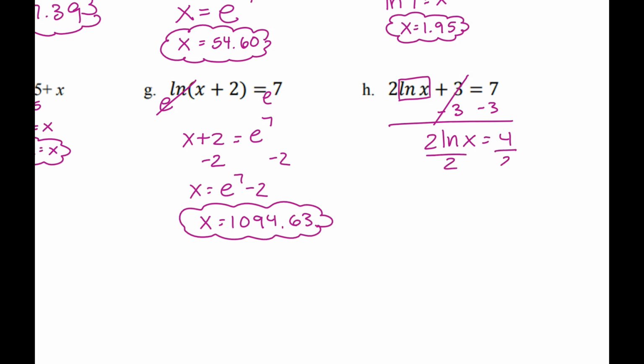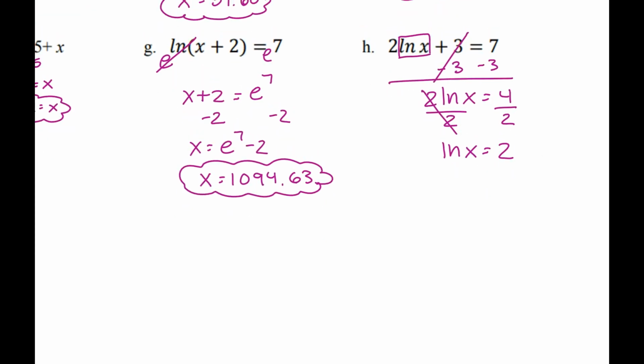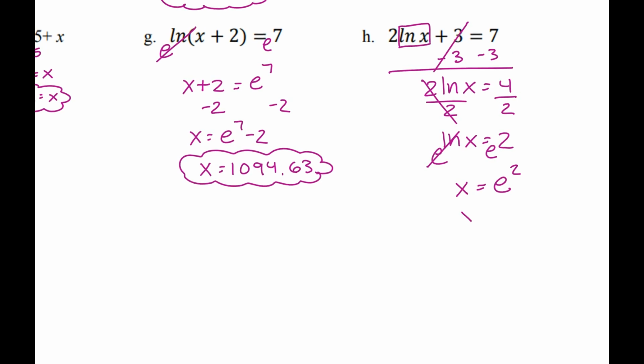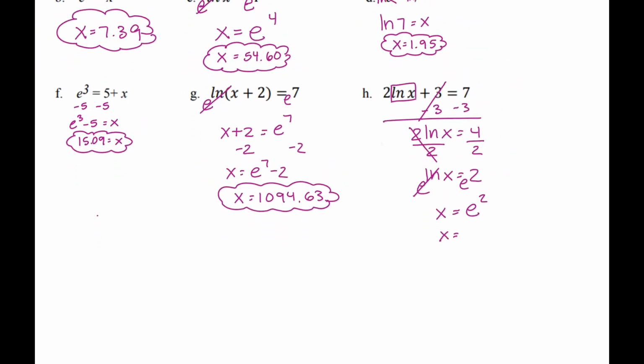Divide both sides by 2. So 4 divided by 2 is... And now how do I... you make e the base for both sides. The ln and the e cancel. x is by itself out of the exponent now. And e raised to 2. So x is equal to... It is the same answer as B, 7.39.